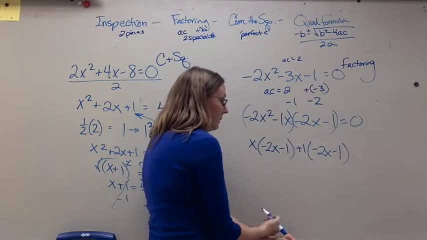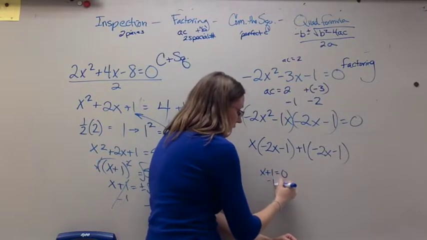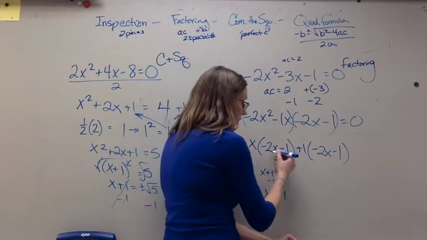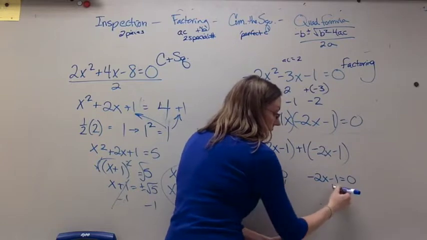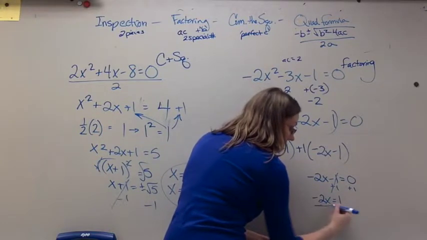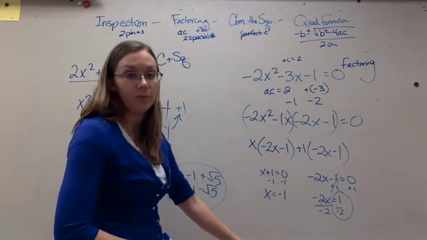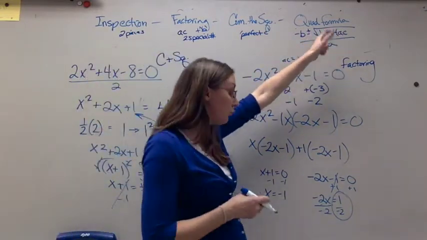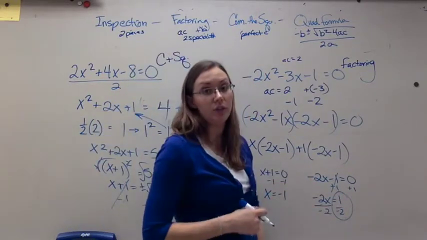So now I take my outside, and I'm going to set that equal to 0. X plus 1 equals 0. So I subtract 1, I get x equals negative 1. My other solution is going to be whatever is on my inside, negative 2x minus 1 equals 0. I'm going to add 1. I'm left with negative 2x equals 1, so I divide by negative 2. And I'm left with a negative 1/2. If you did quadratic formula, this square root should simplify down to something really nice so that you end up getting negative 1 and negative 1/2 as your solutions.